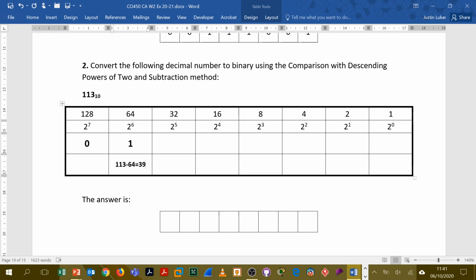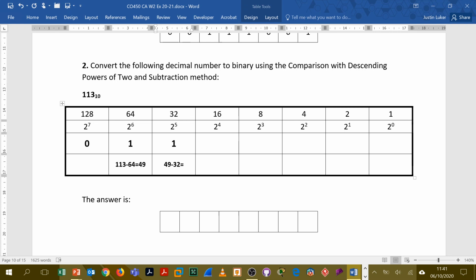Oh, no, I've gone wrong, haven't I? It should be 49. Yes. So 49 on that one, I think. Yeah, 49 is what we're looking for. So 32 fits in with that one as well. So again, we can put 1 there, and again take 49 and minus 32 from it.